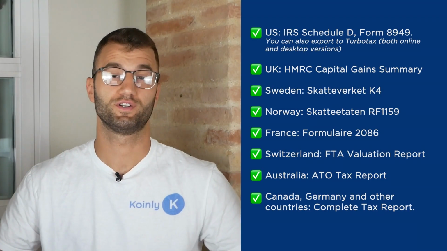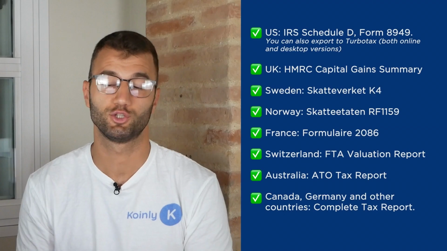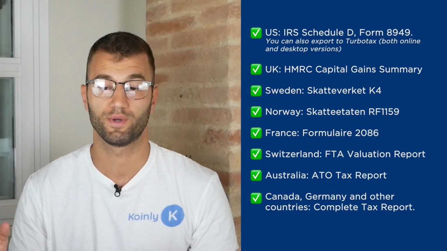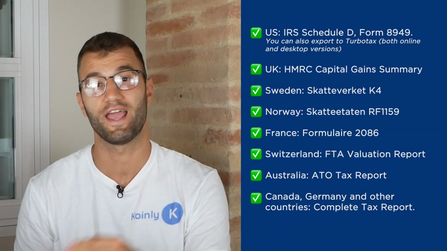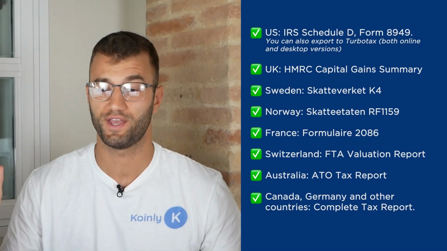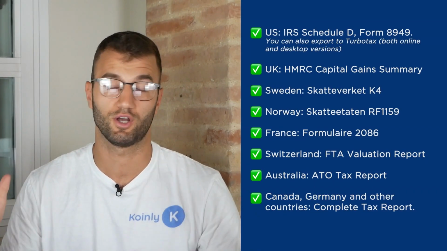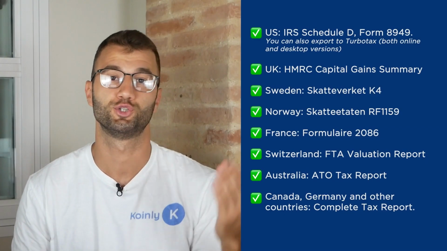And we have plenty of different tax reports. So for the US, we have the IRS Schedule D, Form 8949. You can also export to TurboTax both online and desktop versions. We have reports for UK, Sweden, Norway, France, Switzerland, Australia, and then lastly, Canada, Germany, and other countries.